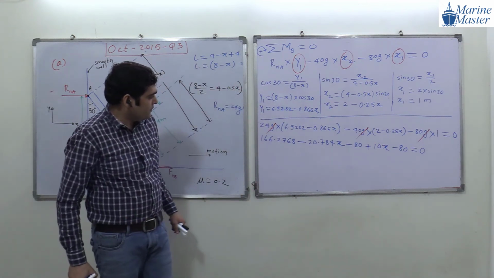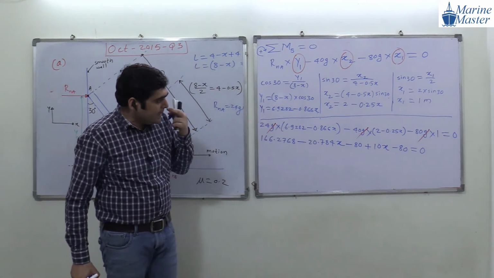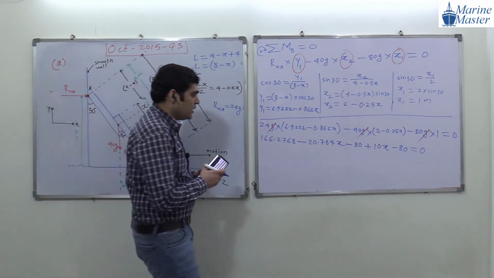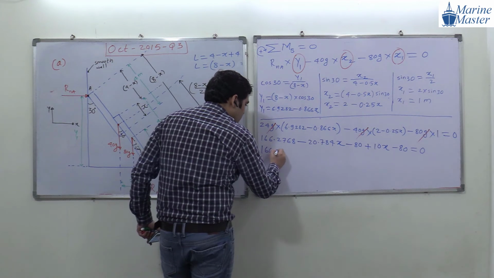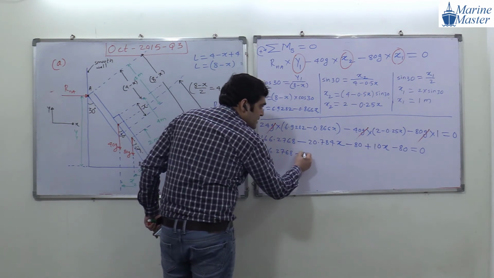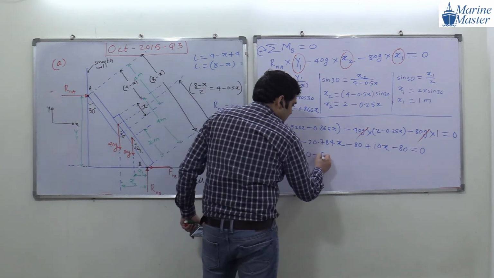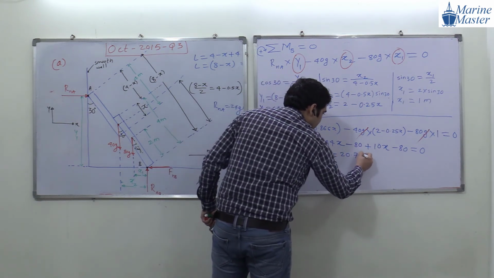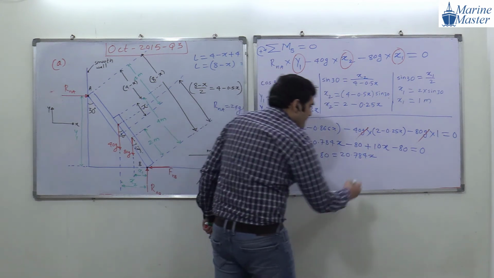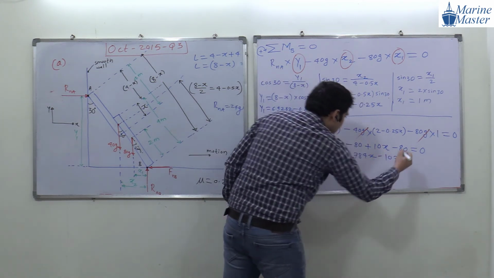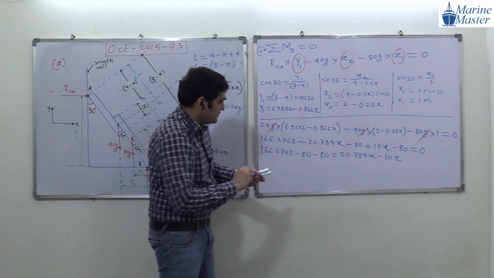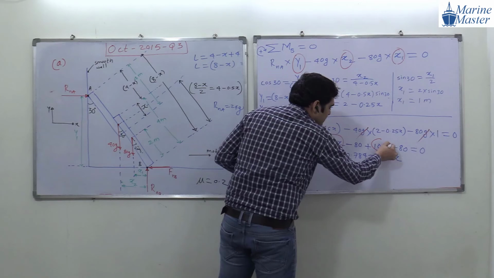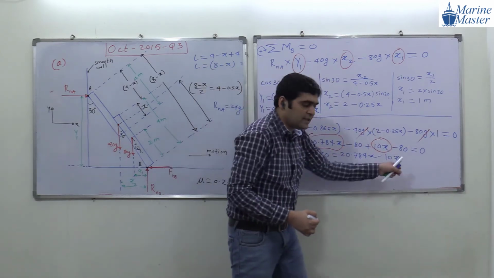Check it out. Any sign, anything? So we will take the x terms on one side and the other terms, the constant terms, on the other side. So 166.2768 minus 80 minus 80. The x terms we are going to shift to that side: 20.784x, okay, everyone, minus 10x. These two are x terms, and these are the constant terms. So we have shifted that to the other side.